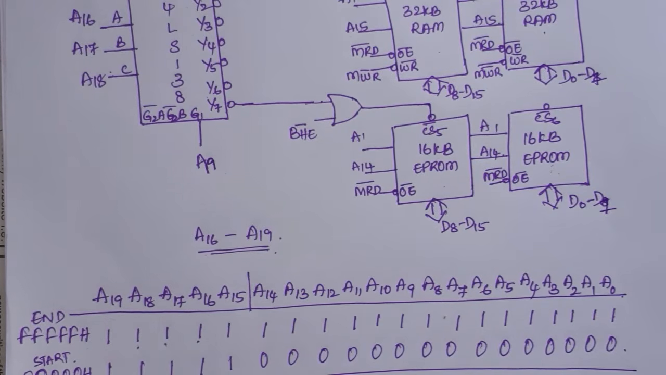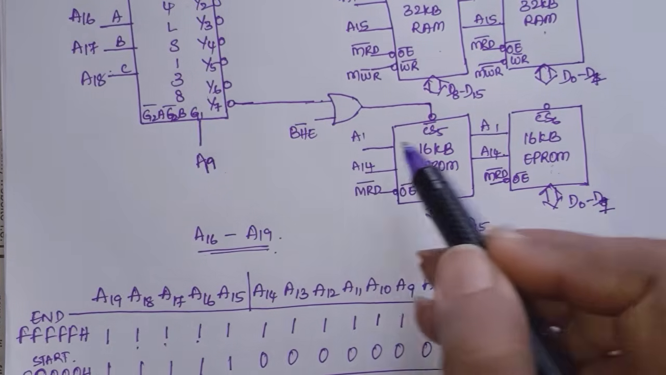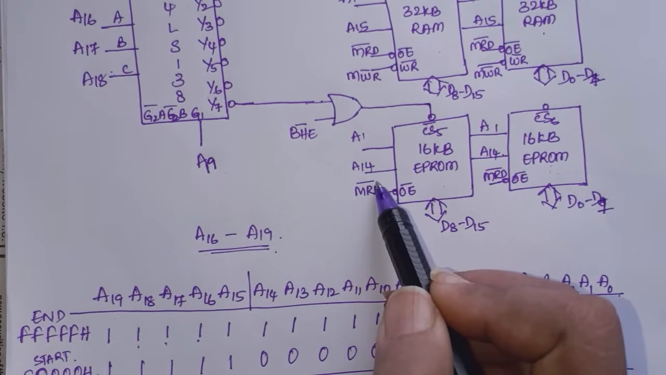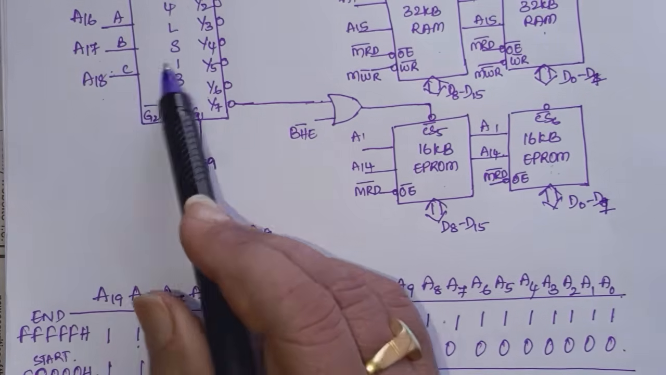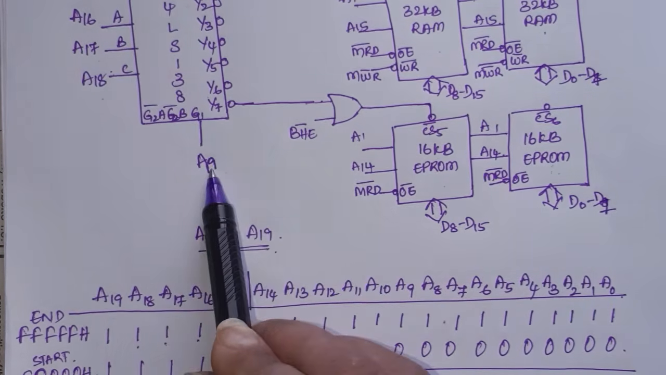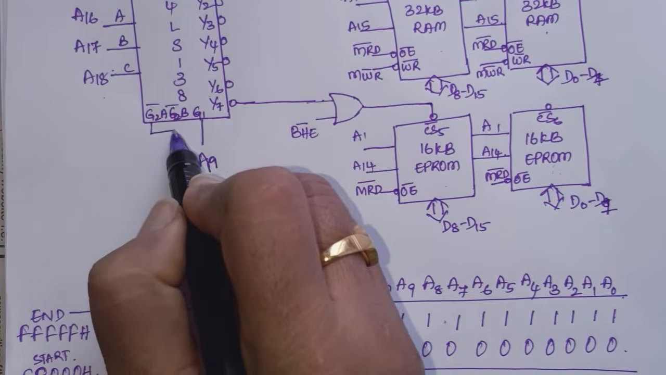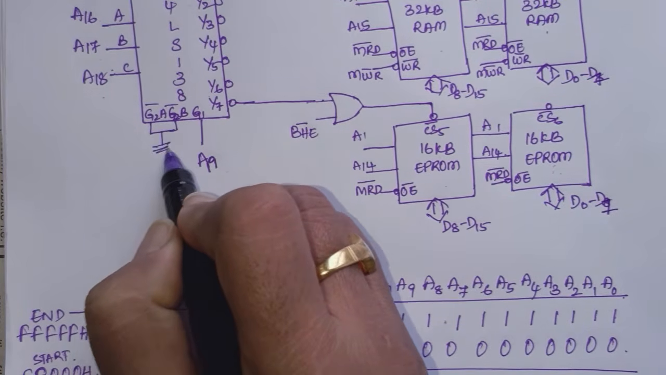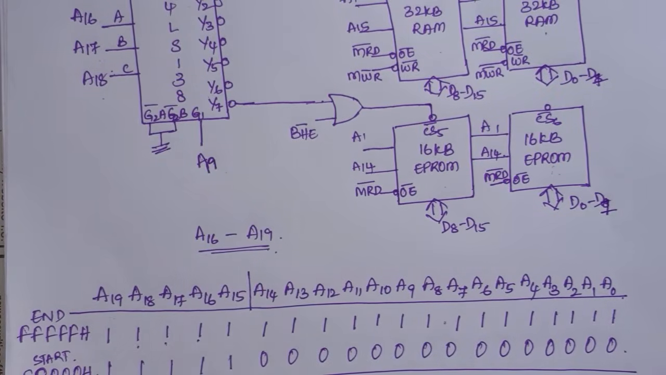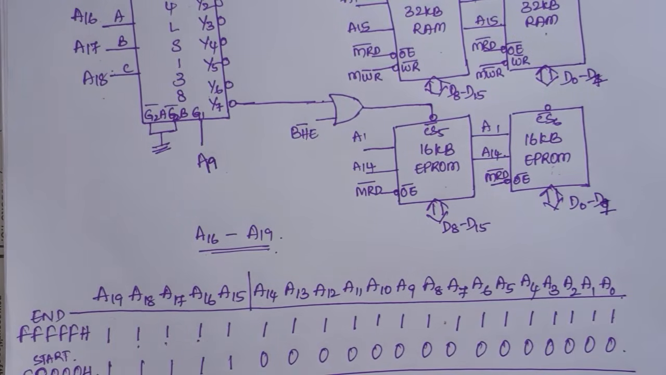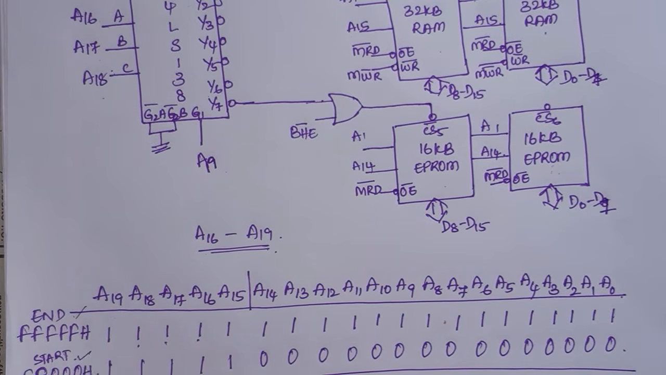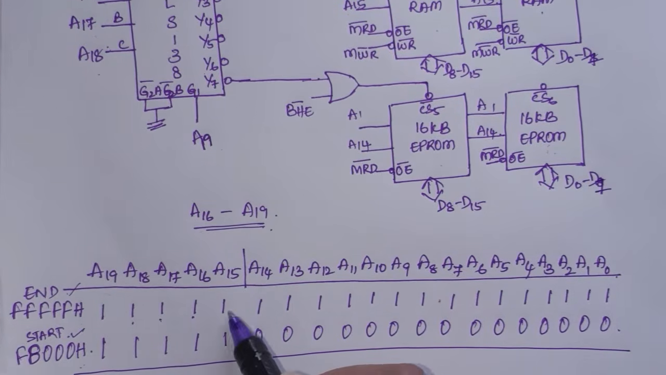Okay, but here we are left with one more address line, because A1 to A14 are used here. A15 is not used anywhere. A16, 17, 18 are used here and A19 is used here. Because these two must be equal to 0, we can ground them. A15 is not shown anywhere. For the addresses we have selected, A15 is 1.